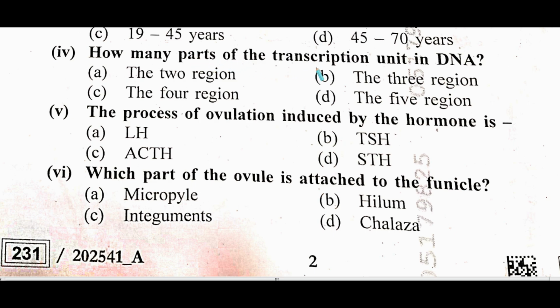How many parts are there in the transcription unit in DNA? There are three parts or three regions. The process of ovulation is induced by which hormone? That is luteinizing hormone, LH. Which part of the ovule is attached to the funicle? The hilum is attached to the funicle.